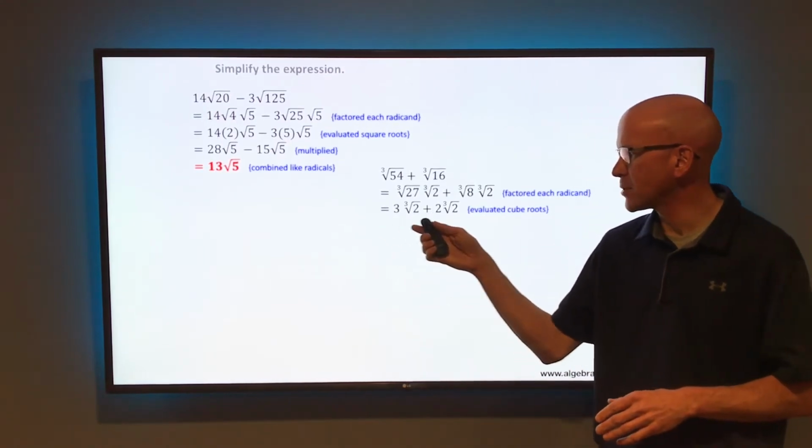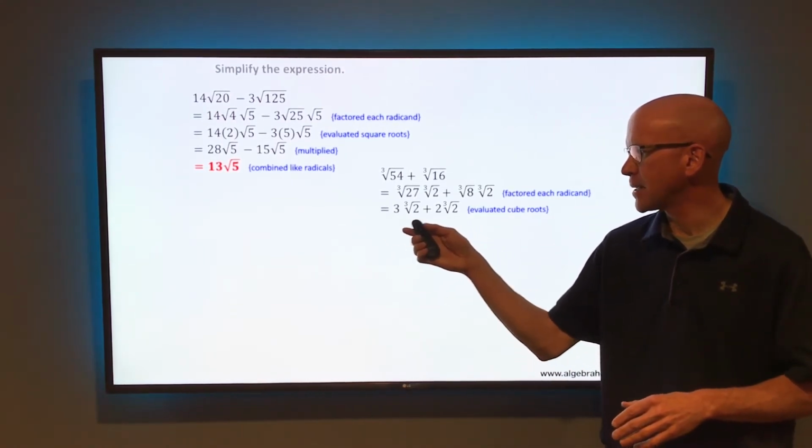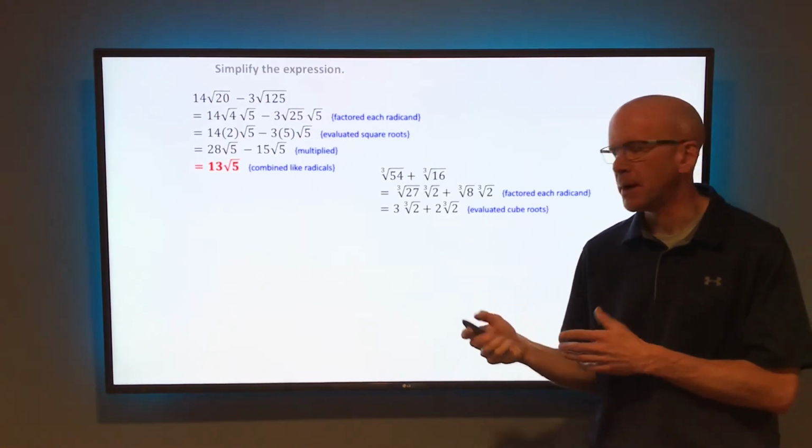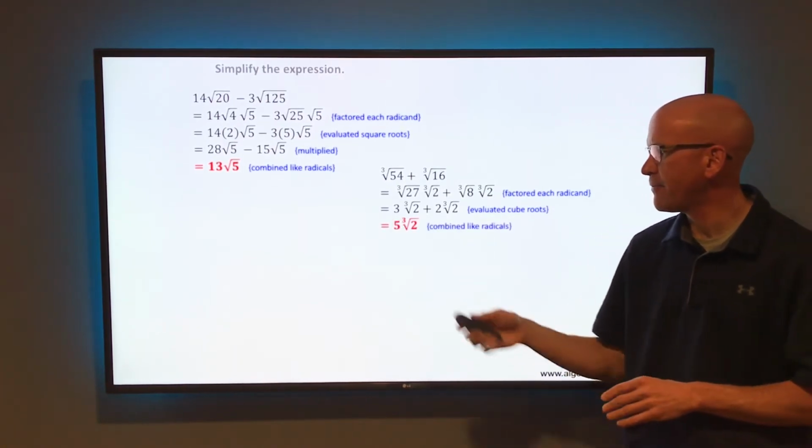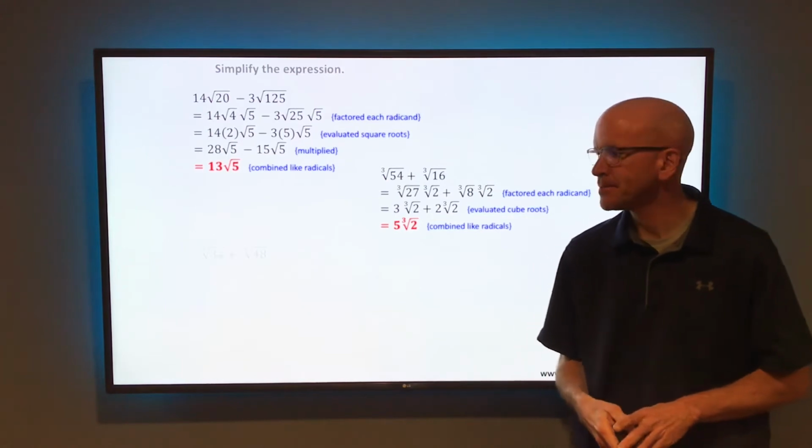Now those are like terms. You have the same root and the same thing under the radical sign, so you can combine those. 3 plus 2, that would be 5 times the cube root of 2.